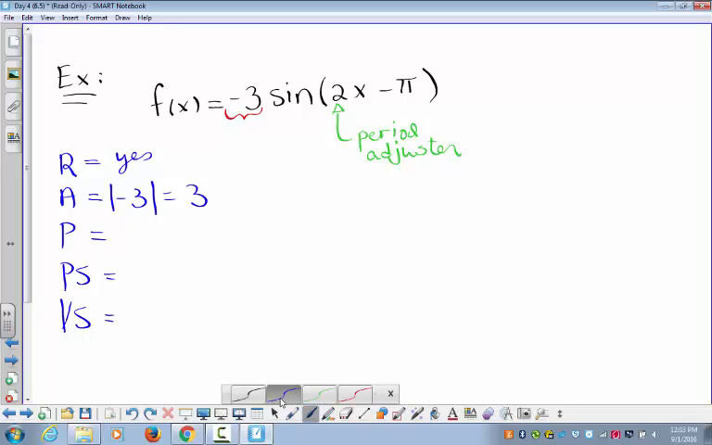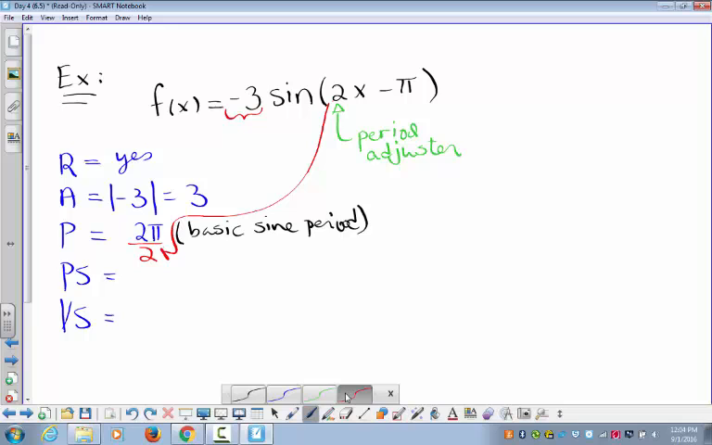For us, we're very precise. What we say is this. The period is going to be the basic period for sine. So that numerator is the basic period for sine. And then we divide it by the leading coefficient. So this 2 right there is this denominator down here. That tells us exactly how that coefficient is going to adjust our period.